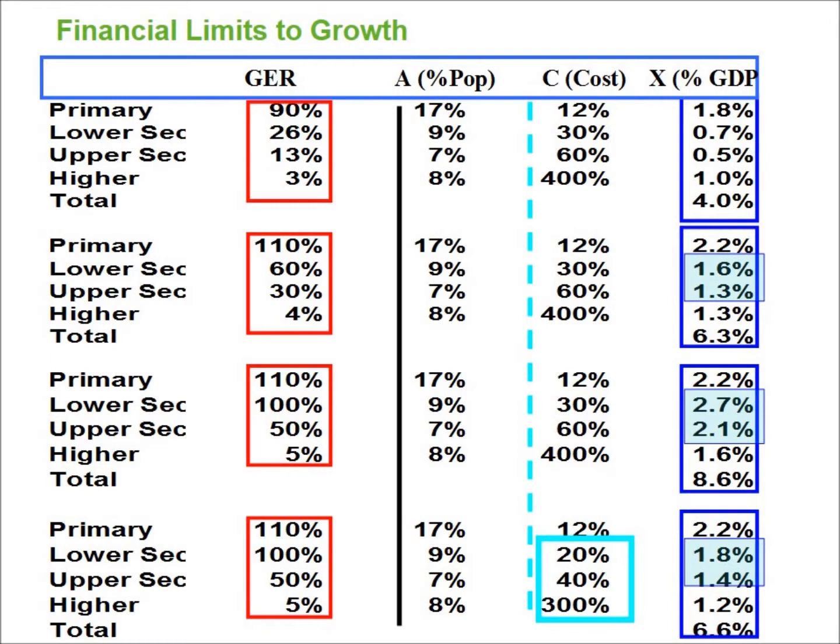If we look at the bottom of the chart though, you see a different system, a system where primary schooling has an enrolment rate of 110%, lower secondary 100% and upper secondary 50%, and higher education taking 5% of the age group. Using this same calculation, we arrive at a conclusion that 6.6% of GDP would be necessary to finance that system. The chart makes it obvious that the variable which is easiest to change is the cost per child.